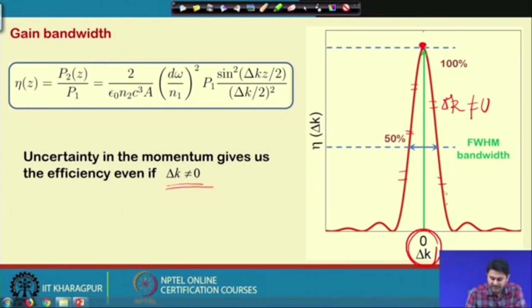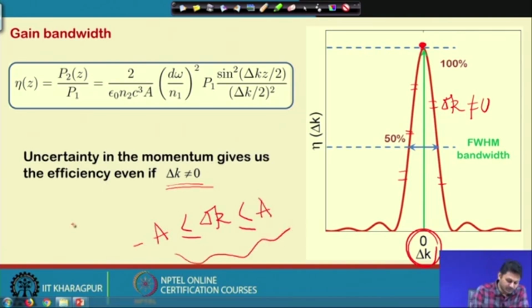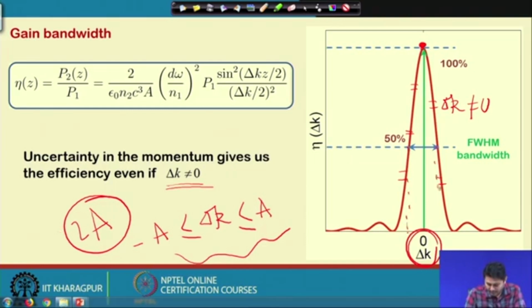So, that means there is a bandwidth of this efficiency curve. We have a certain range of delta k. So, if I say delta k is less than or equal to some value a and minus a, in between these two values, which is 2a, if I say this is the quantity where we have the 50% efficiency, I have delta k equal to say some value called a.